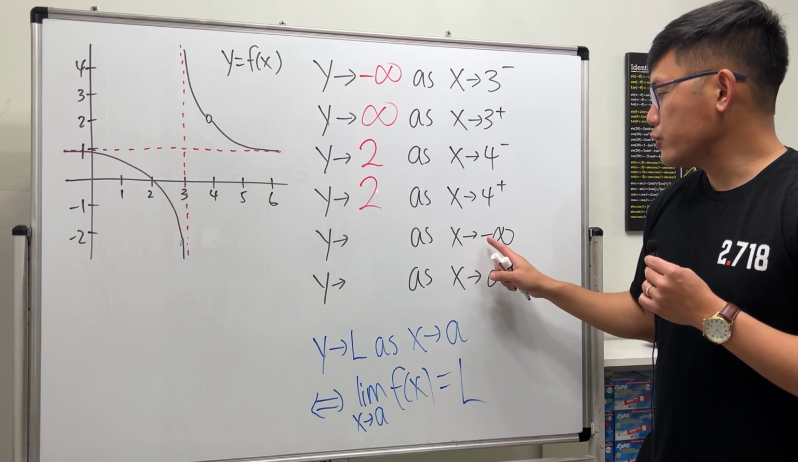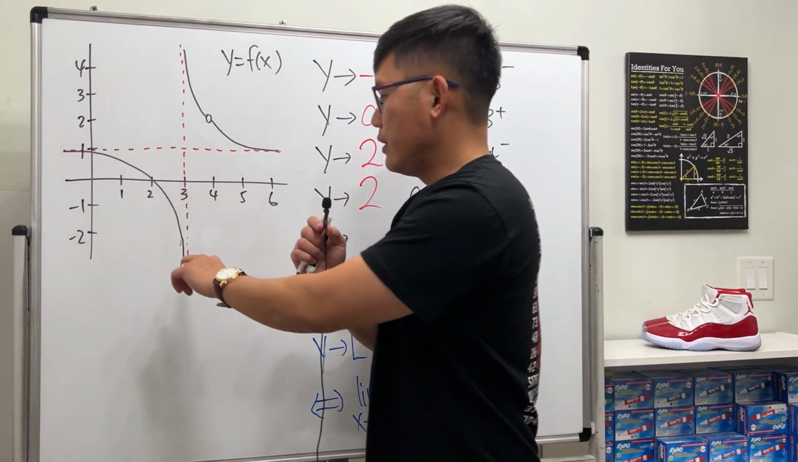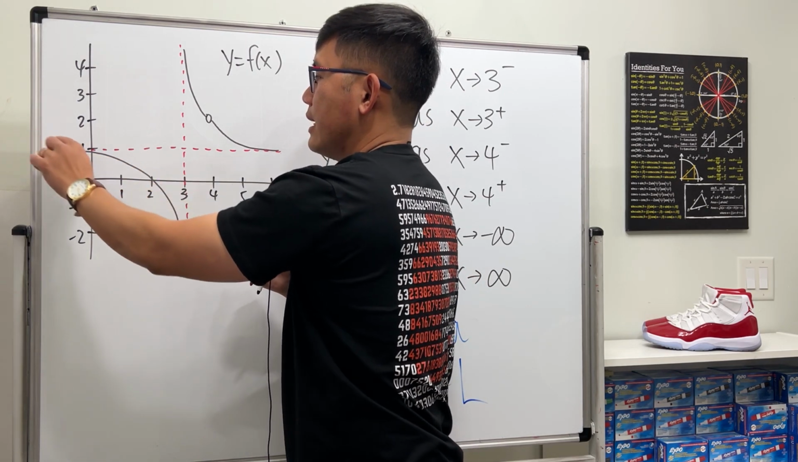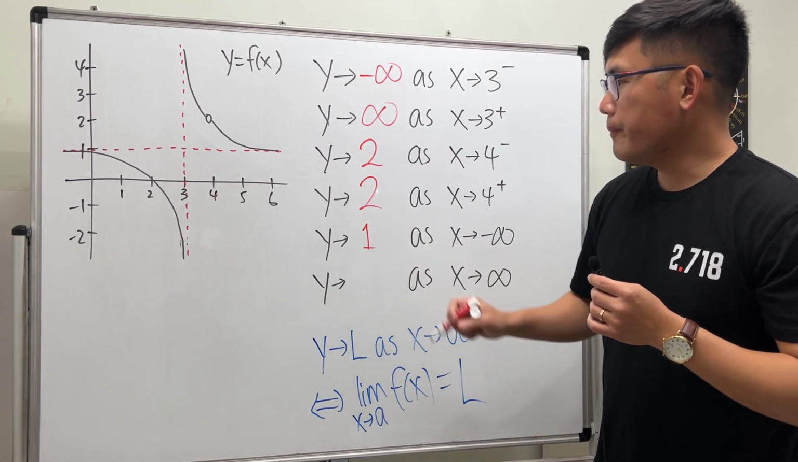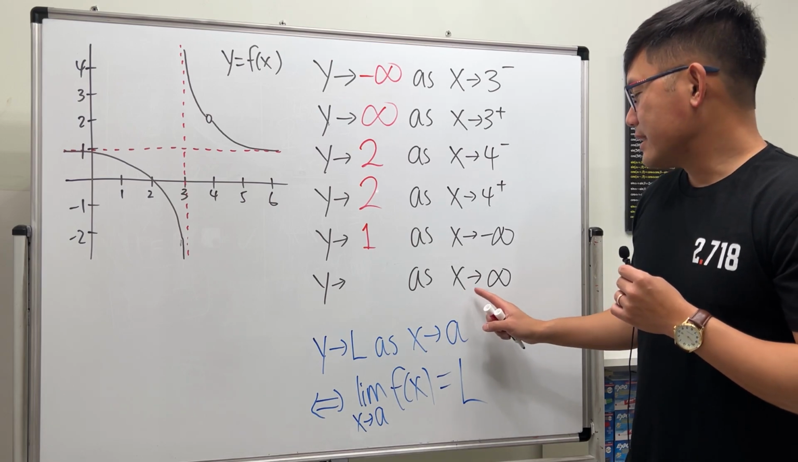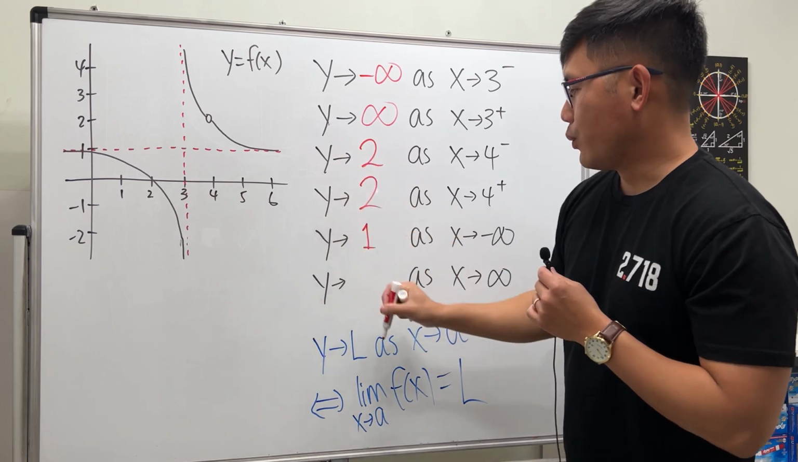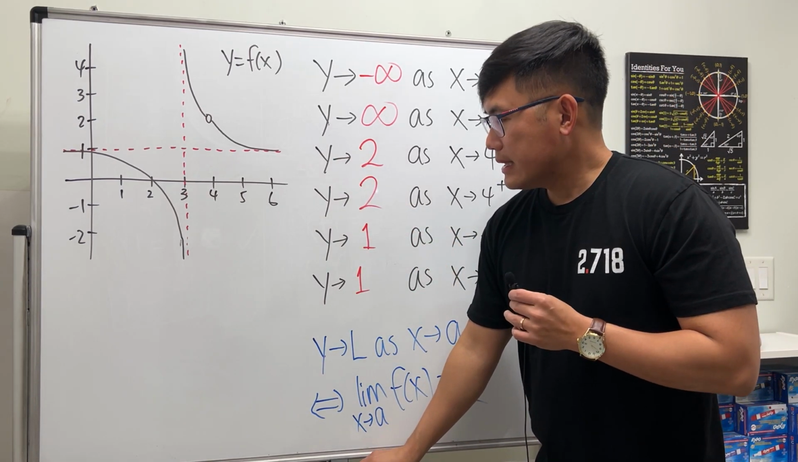When x is approaching negative infinity, that means we look all the way to the left. So if you just try to trace it all the way to the left, you see that the y value is approaching positive 1. So that will be 1 right here. And lastly, if we go on to the other direction, x approaching positive infinity, it will be 1 as well. Yep, just like this. All right, that's pretty much it.